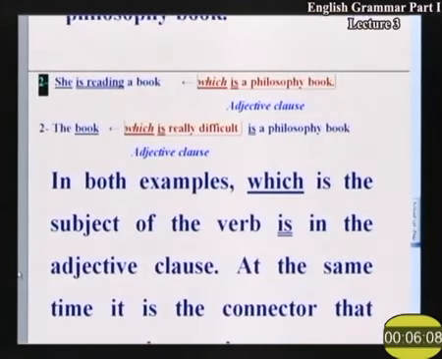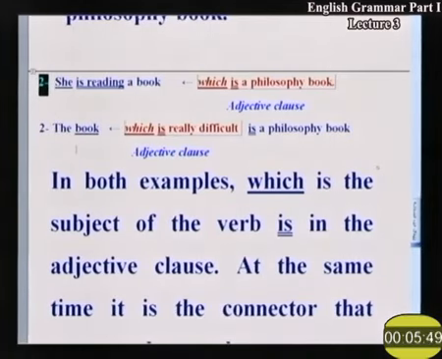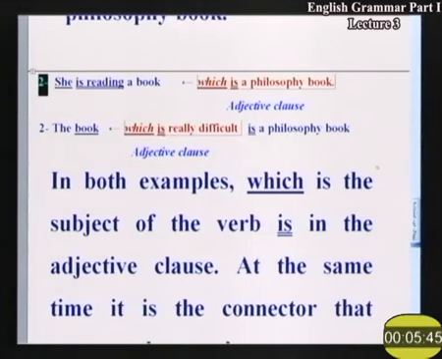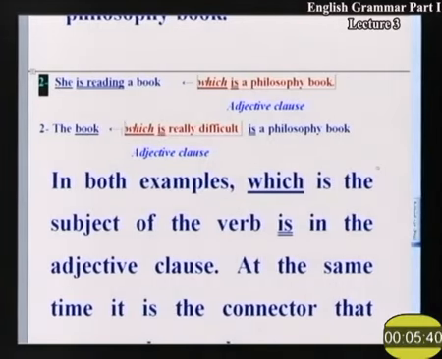The book, which is really difficult, is a philosophy book. برضو. The book, which is really difficult. طيب عندي الجملة الأساسية هنا بقت إيه؟ The book is a philosophy book. لكن which is really difficult is the adjective clause جاي بعد كلمة book على طول. طيب is the verb and which is the connector and the subject as well.